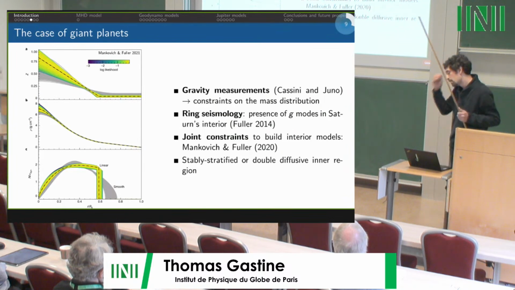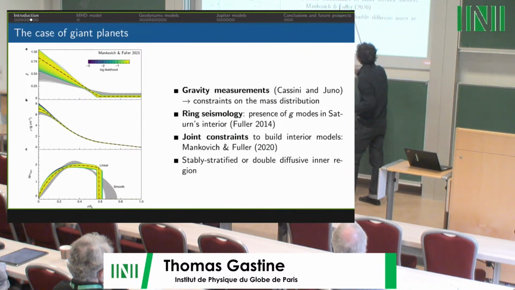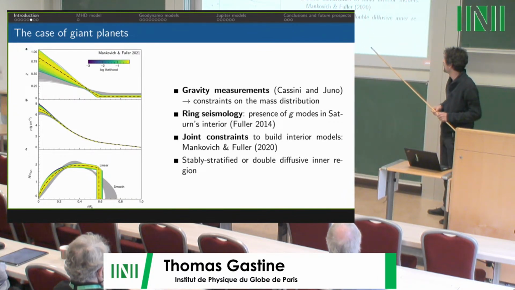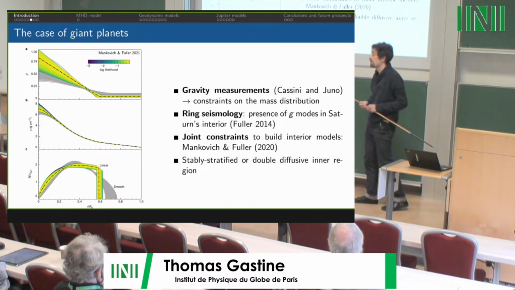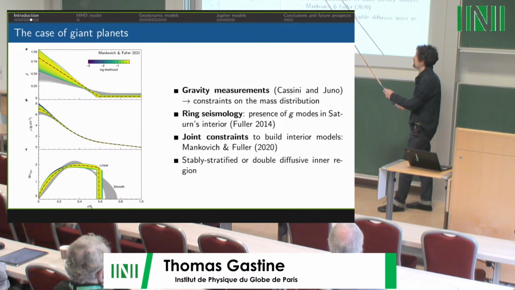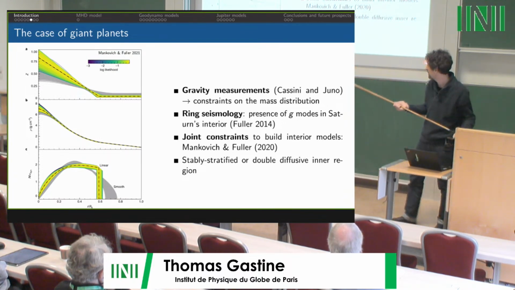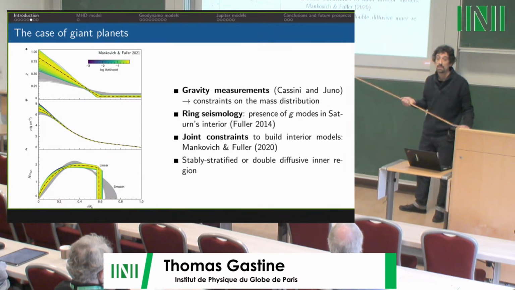Now, if we look at the giant planets, there are a lot of gravity measurements that have been gathered by the recent space missions Cassini and Juno. So they provide more and more constraints on the mass distribution inside those planets. But there are also constraints coming from seismology, especially in the case of Saturn. You can identify gravity mode signatures in the rings' oscillations, and so it puts some constraint on the g-mode cavity inside Saturn.